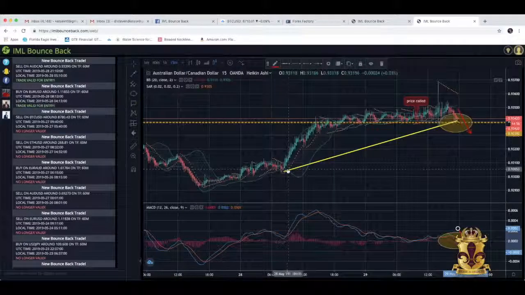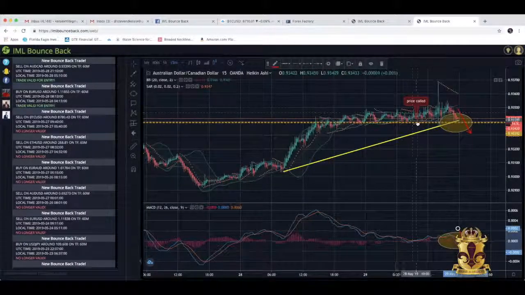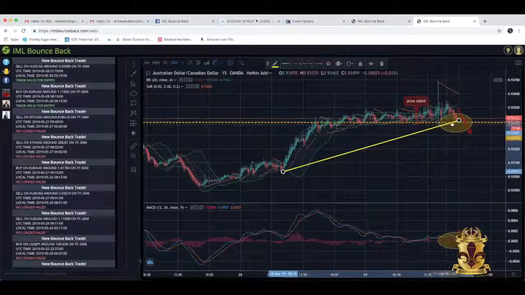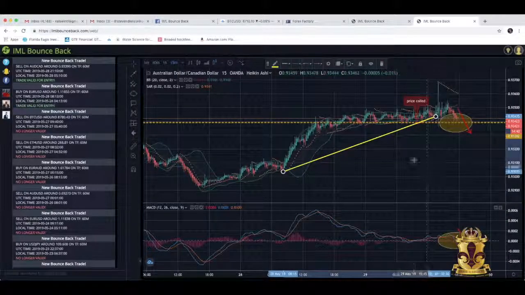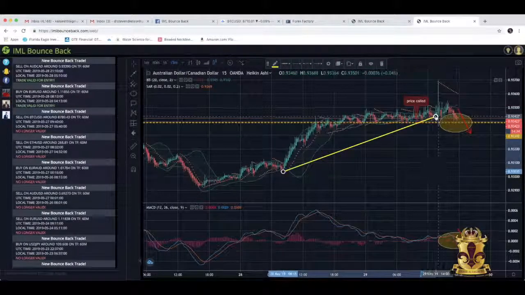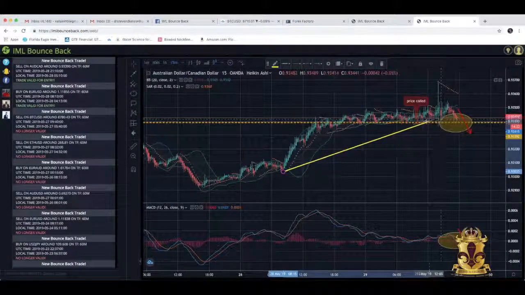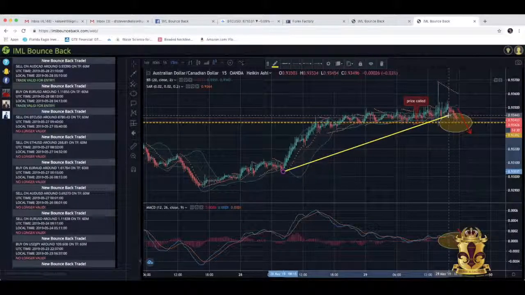So price was called here in this area, as you can see. Let's just draw a trend line from where it is to where price was called. As you can see, price did not cross the line, did not cross the histogram, did not cross the trend line. So you would not have gotten in this trade at the price it was called on. So we draw our trend line.